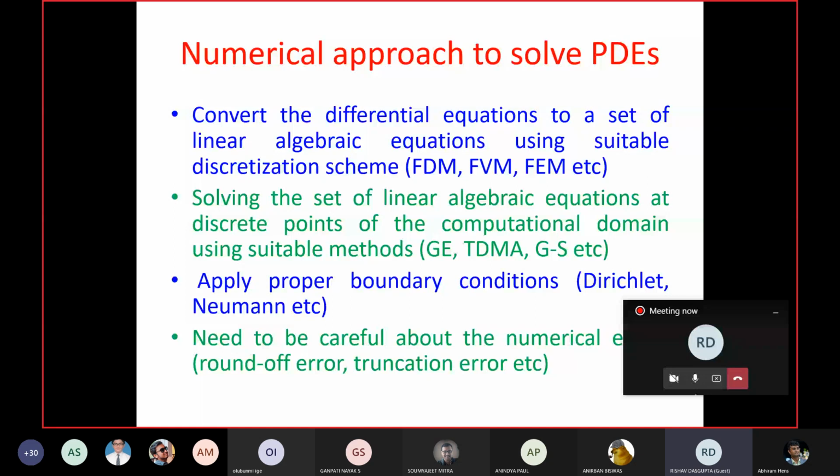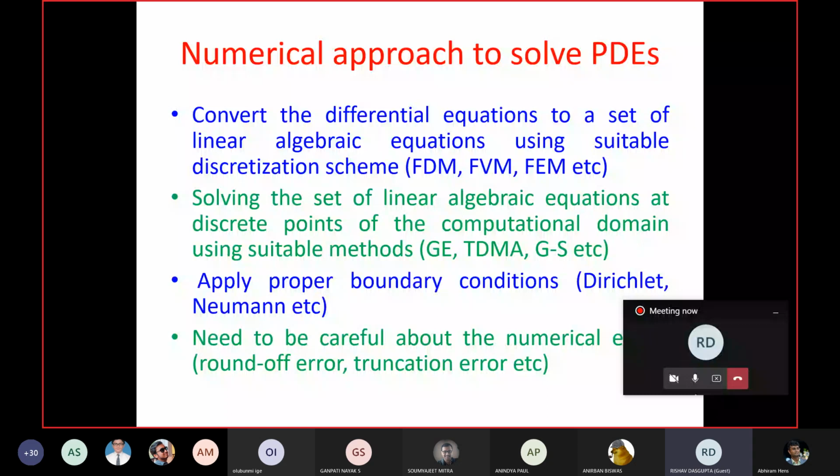And these discretizations can be of different varieties. One is the finite difference method, then the finite volume method, the finite element method, and the spectral method. There are so many methods available. Out of them, the finite difference method is very straightforward to understand and is widely used also. But for fluid mechanics applications, the finite volume method has certain advantages. Most of the commercial software, like ANSYS Fluent, is written based on the finite volume method.